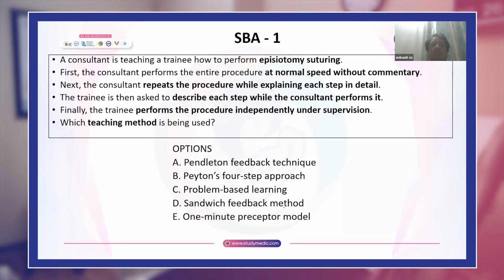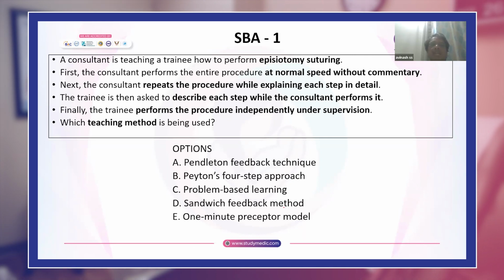Now we will see some single best answers. A consultant is teaching a trainee how to perform episiotomy suturing. First, the consultant performs the entire procedure without telling anything. Next, the consultant repeats the procedure while explaining the steps.